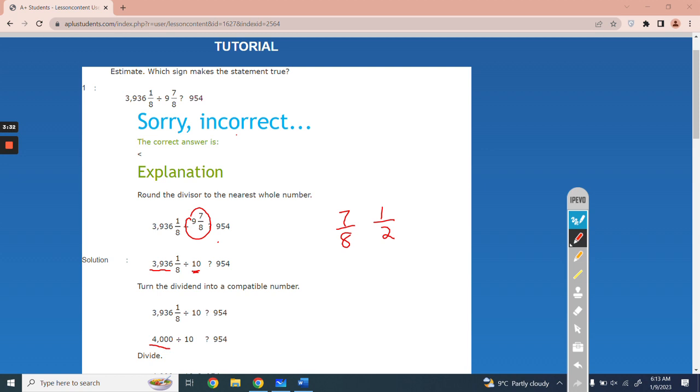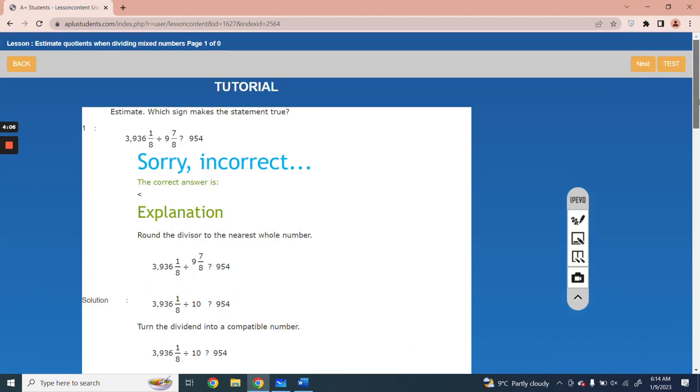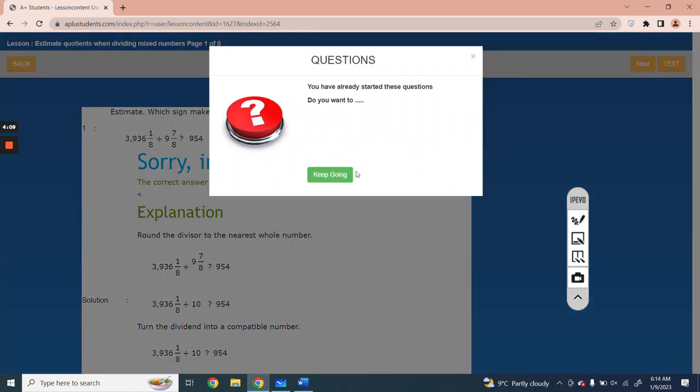Got it? So when you divide 4000 by 10, it is 400. Now you have to compare 400 to 954. Got it? So 400 is less than 954. Got it? So basically you have to first round off both the divisor and dividend, then you have to divide it, then you have to compare it to the number that is given on the other side. Got it? So let's just start with the examples, because the questions and tutorials are already solved. You can have a look at them by yourself. Got it? So let's just start with the test.